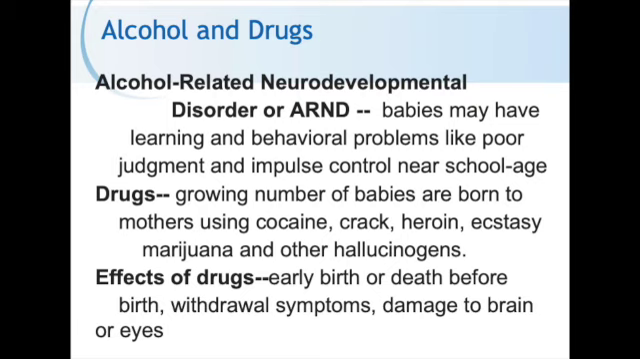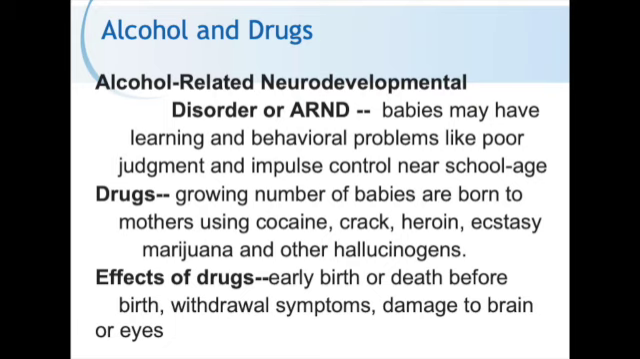A growing number of babies are born to mothers using drugs like cocaine, crack, heroin, marijuana, ecstasy, and other hallucinogens. Some pregnant women may also be using powerful narcotics, which are pain-relieving or sleep-inducing drugs, with or without a prescription. Drugs can cross the placenta quickly and reach the baby. If a woman is addicted to drugs, chances are her baby will be born addicted to drugs too.